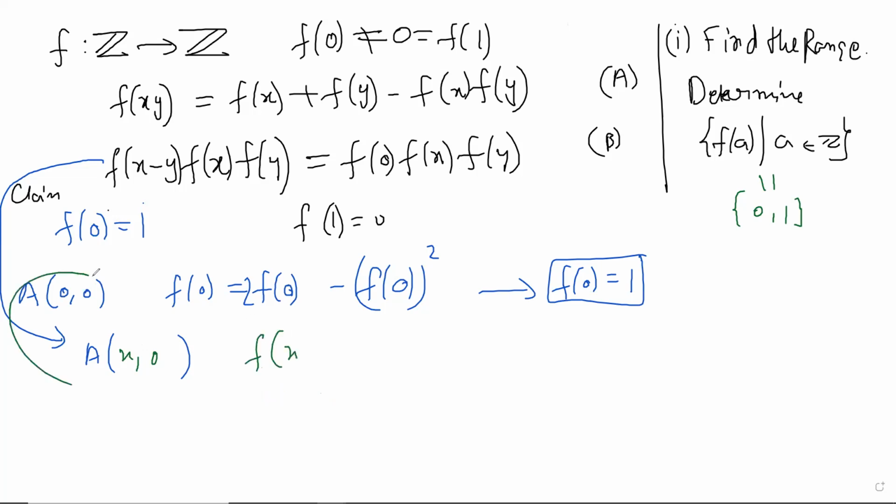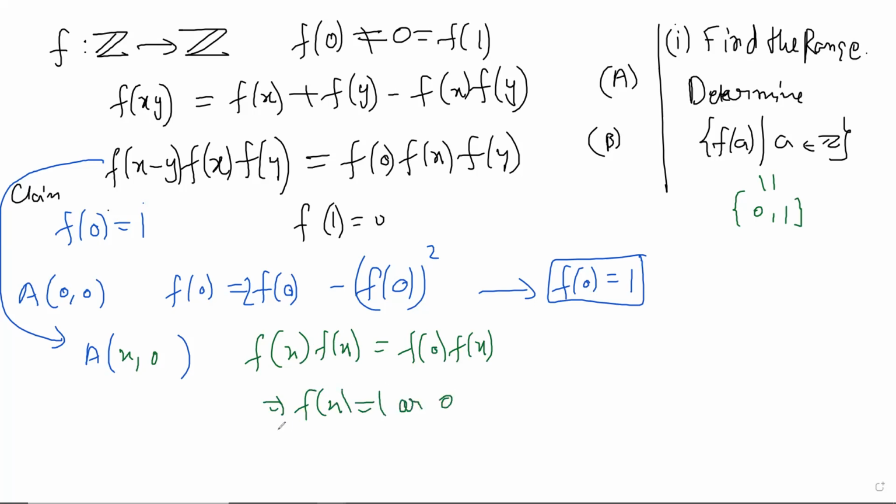These are just the obvious things to substitute. Even if you are not paying much attention while solving this question, you just do the obvious substitutions, and some things will just pop out. So we do that, and from here it's very obvious that f of x is equal to 1 or 0. So the first part is done.